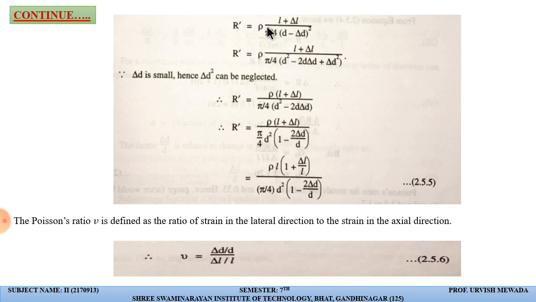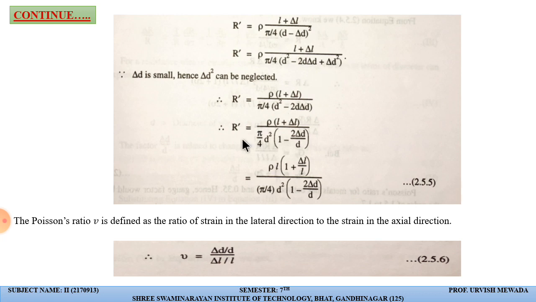In the previous equation we had seen that R is equal to rho L by A, so L will become L plus delta L, and A, which was pi by 4 d square, will become pi by 4 into d minus delta d, whole square. When you solve this equation, it becomes R dash is equal to rho into L plus delta L over pi by 4 into d square minus 2 d delta d plus delta d square. This is the mathematical expression, and since delta d is very small, delta d square can be neglected. So we eliminate delta d square from this equation, and it becomes d square minus 2d into delta d.